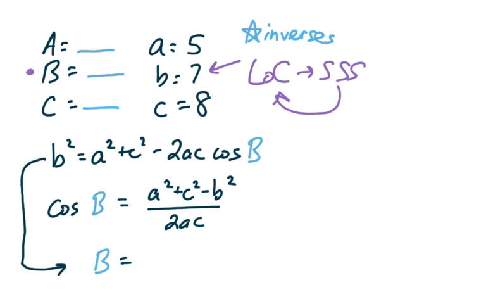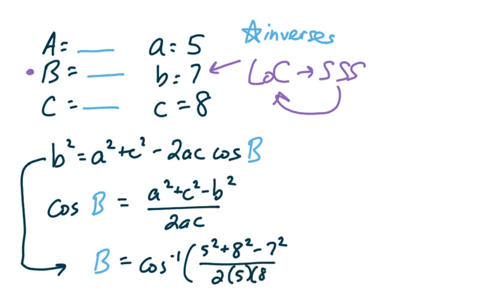If you do it right, angle b should be the cosine inverse of a squared plus c squared minus b squared all over 2ac. That should give me angle B when I plug it in. In fact, when I plug it in, rounded, I get about 60 degrees if you do it right. Yippee!